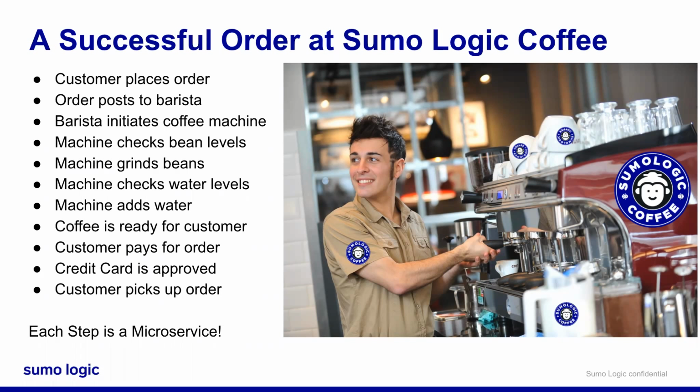Using credit card, let's say we don't take cash anymore, the credit card needs to be approved. You can't just swipe your credit card, it has to get validated. Once that's done, then the customer can pick up their order and leave with a cup of coffee. So in that regard, each step is like a microservice.